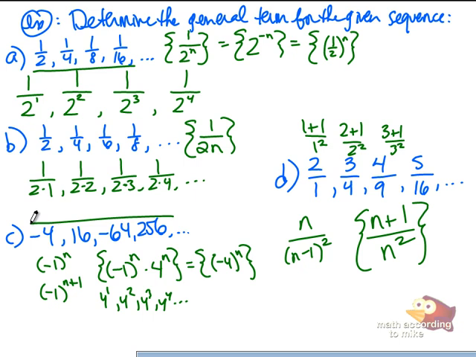So again, rewrite it in such a way where you can see a 1, 2, 3, 4, 5, so on, and then replace that with your n.